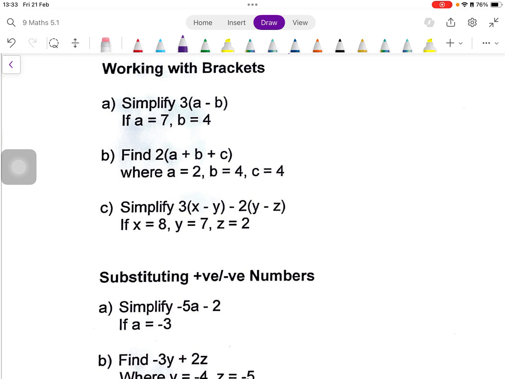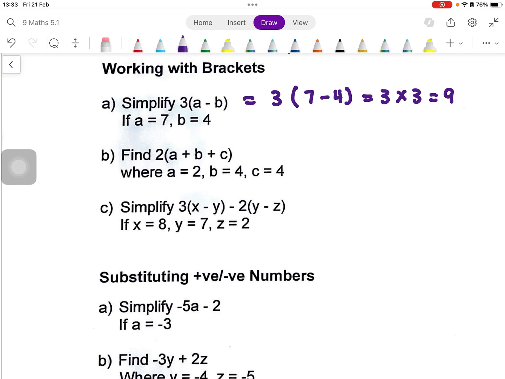Okay, let's do that. So we have 3 lots of A minus B. A itself is 7, B is 4. So that will turn into 3 times 7 take away 4, that will be 3 times 3. So the answer is 9. So that's the answer to question part A.